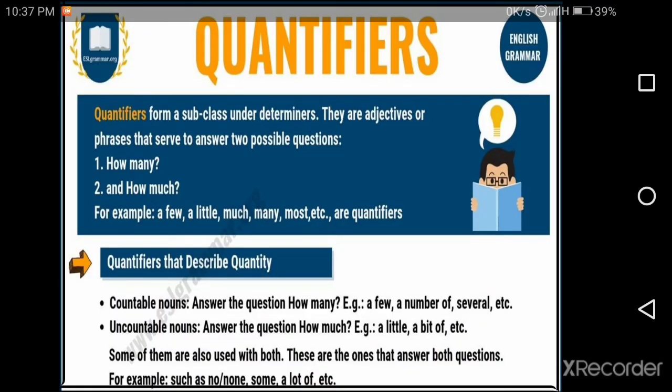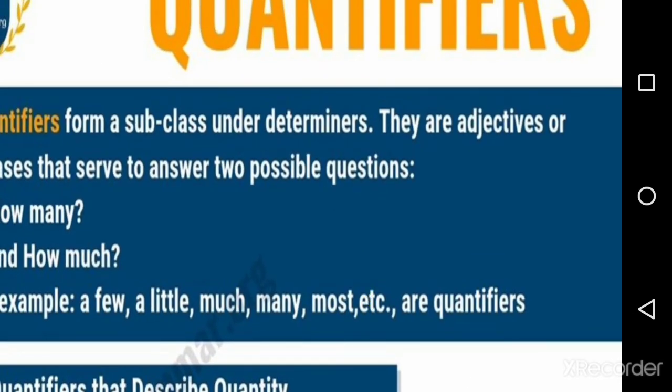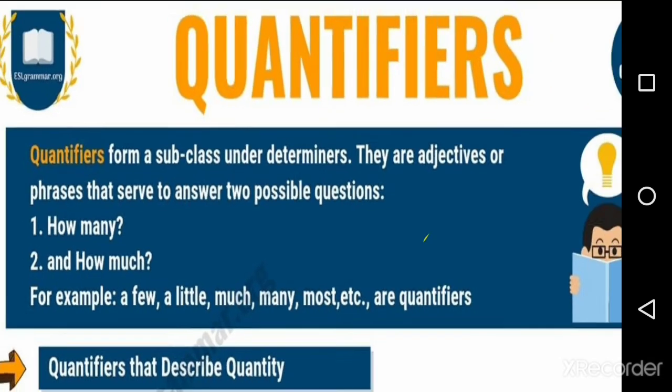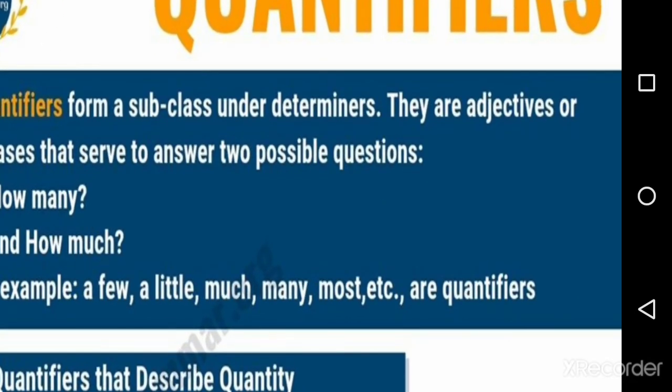The next type of determiners is the quantifiers. Quantifiers form a subject under determiners. They are adjectives or phrases that serve to answer two possible questions: how many and how much. And the words that are used as quantifiers are a few, a little, much, many, most, etc. These words are used as quantifiers.